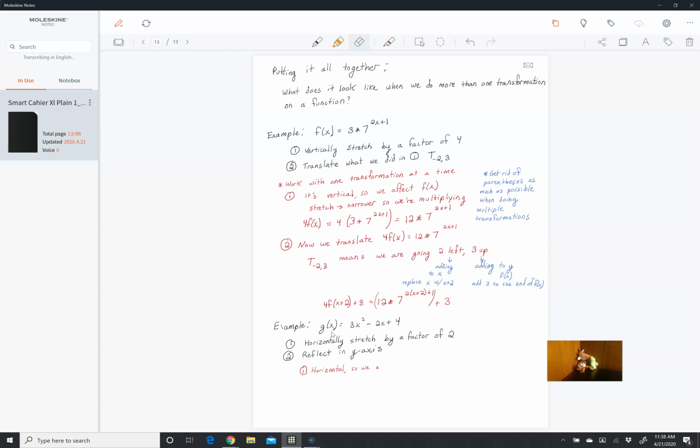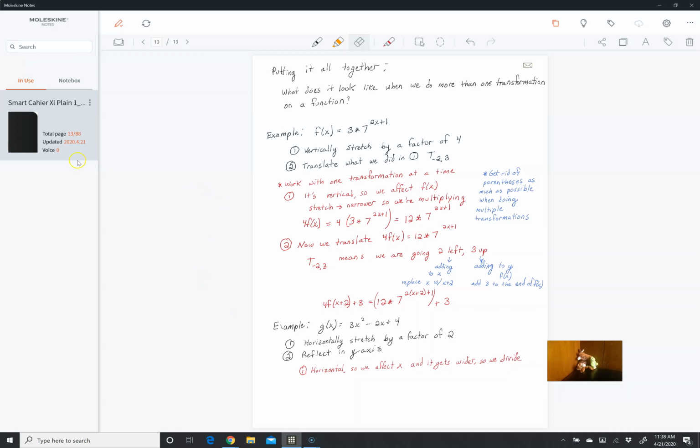So we affect the x. And a stretch for horizontal is wider. So we divide.